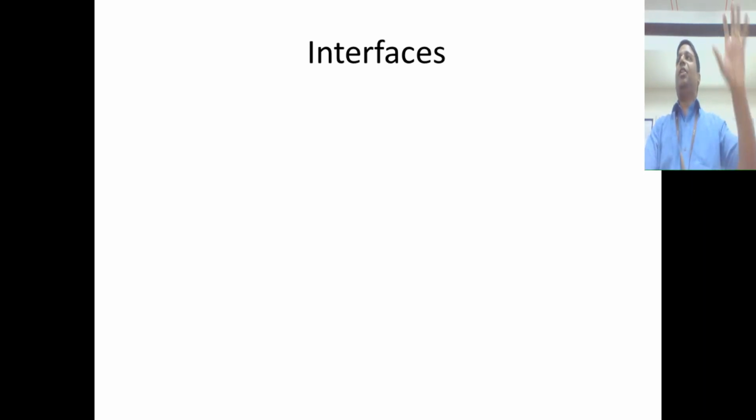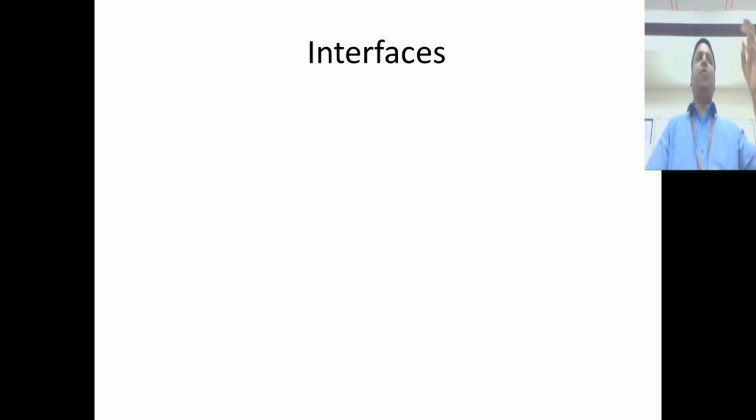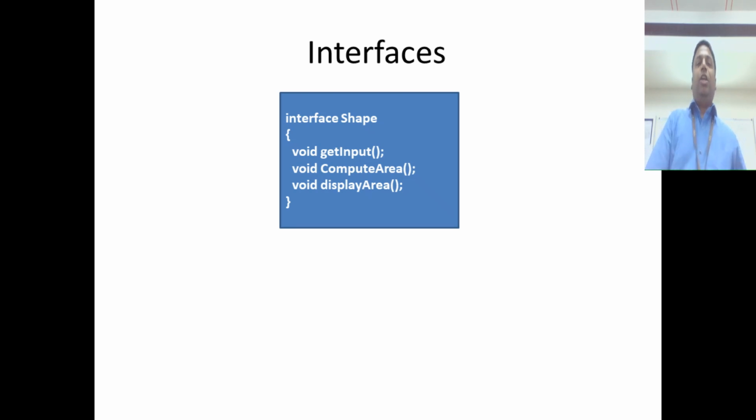Say if I have a shape interface, I can have three abstract methods like get input, print output, and calculate area. So these three methods are very abstract. I'm not going to give you any definition inside my interface. And if you're going to have an implementation of a shape, it's mandatory that you provide the implementation of all these three methods. So interfaces, you declare with the keyword interface, and then you give your interface name, shape.